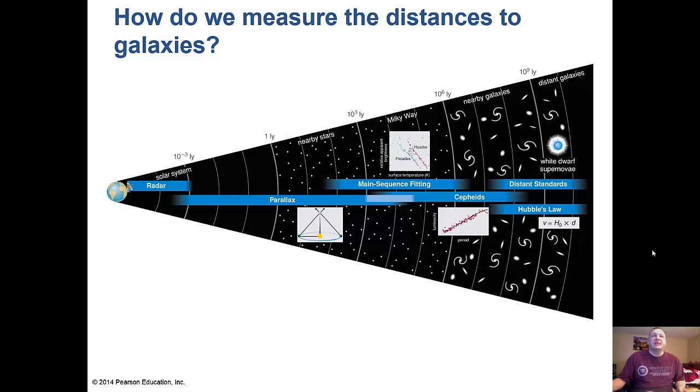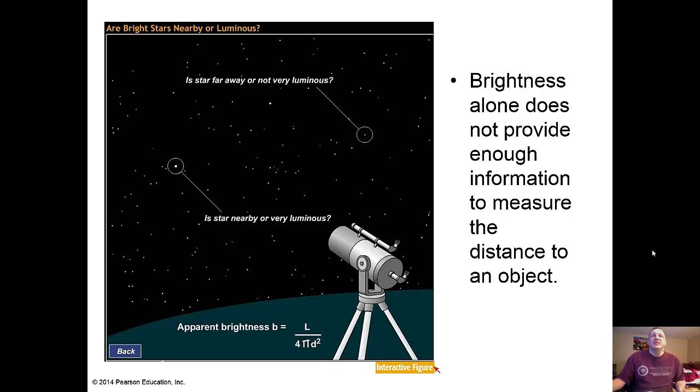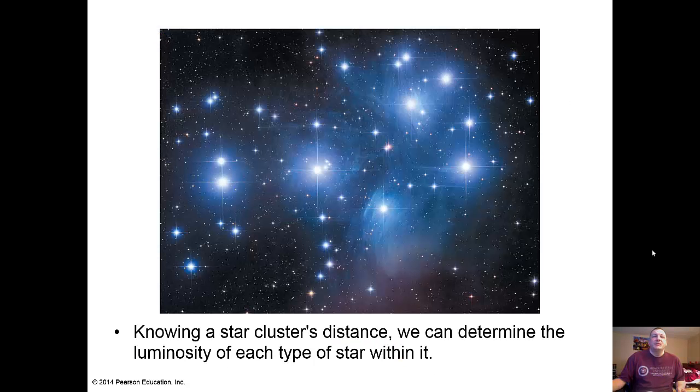Now the next question is, how do we measure the distances to these galaxies? Well, you look out into the universe and you see two stars, one is dim and one is bright. But the question is, are they far away, or luminous, very bright, or what is it? Brightness alone does not provide enough information to measure the distance to an object. But knowing a star cluster's distance, we can determine the luminosity of each type of star within it, because we assume, being in that cluster, that every star in that cluster is the same distance away from us and was formed at the same time.